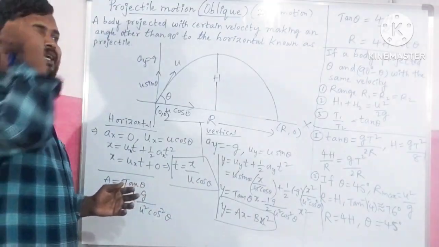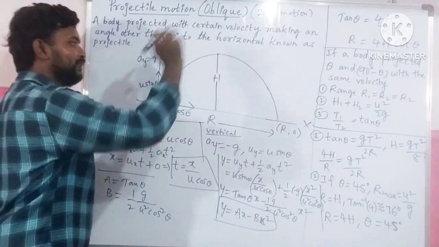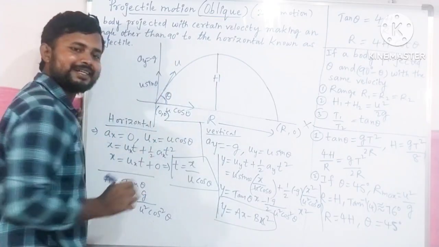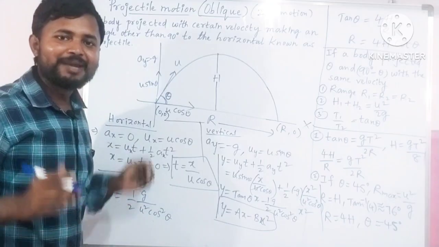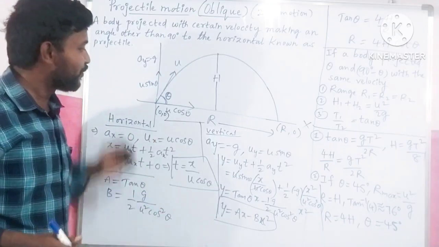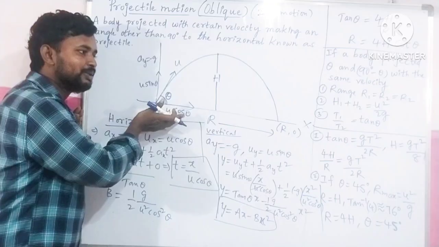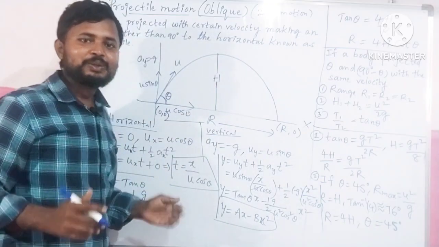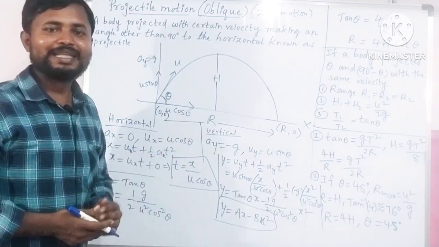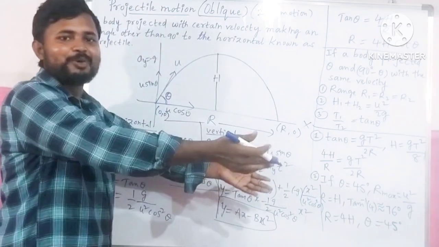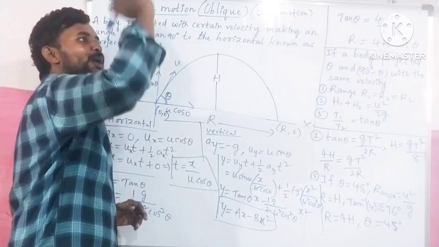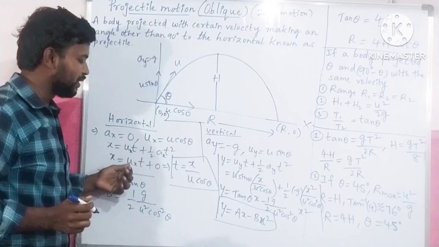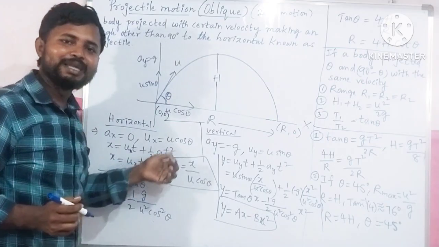When you project a body with a certain velocity u, making some angle theta with the horizontal, it is known as projectile motion. Here the velocity is resolved into two components. In projectile motion, the body has two different motions: horizontal motion as well as vertical motion. In the horizontal direction, displacement x equals ux into t, so t equals x by u cos theta.